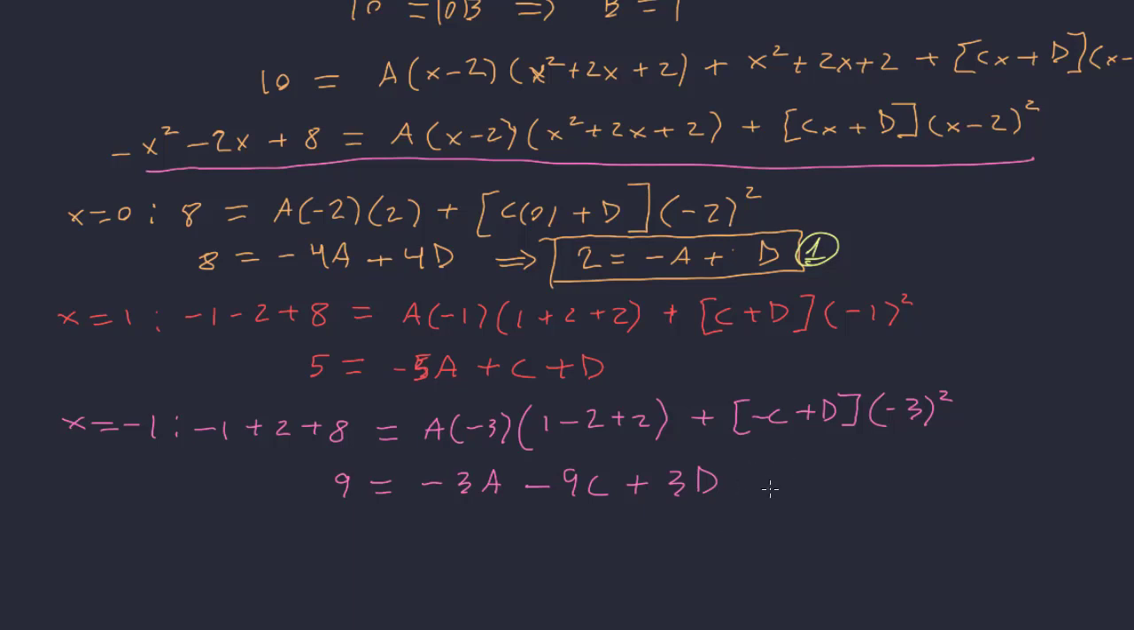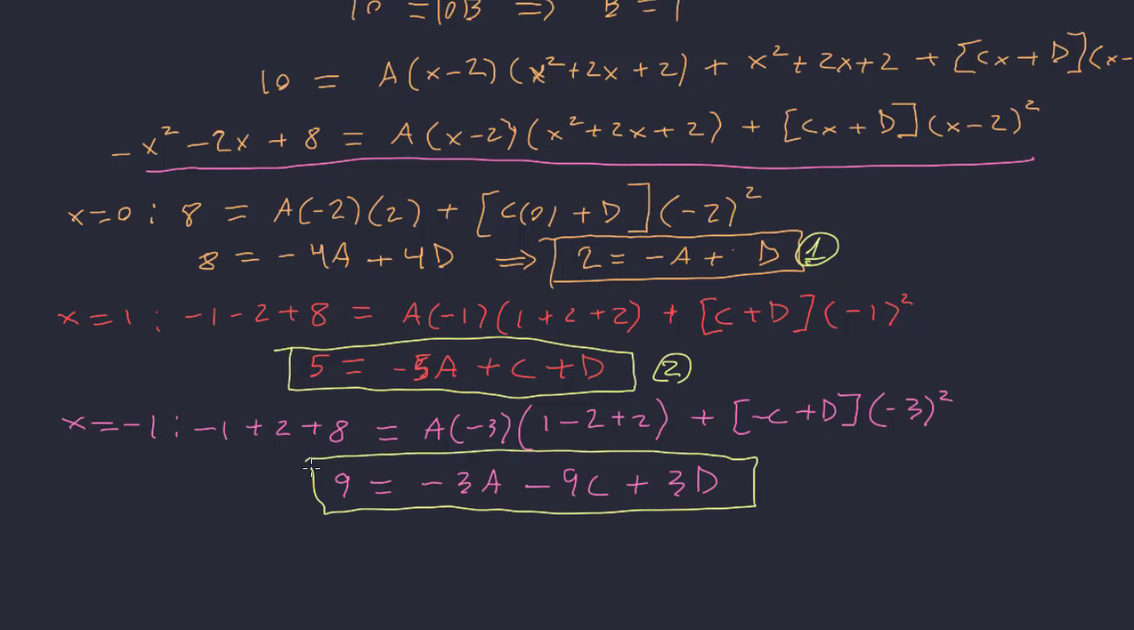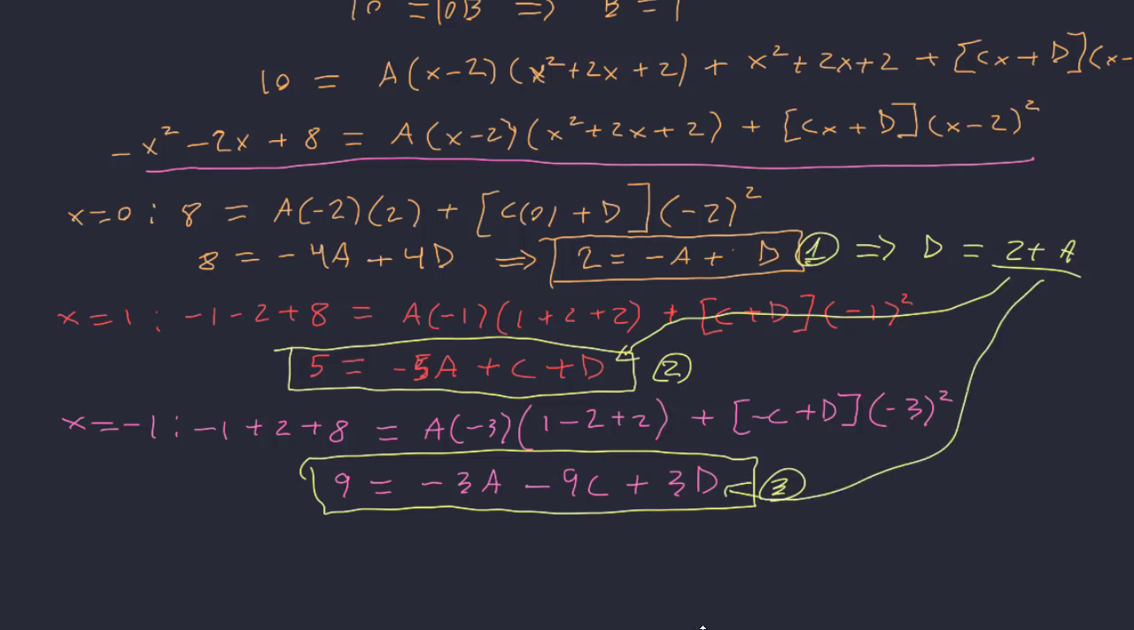Okay, so what can we do with all of this? Well, we are going to hopefully break this down in some way. So we have an equation 1, we have an equation 2, and we have an equation 3. Okay, so equation 1, we can solve for d. d is actually 2 plus a. Okay, so we can replace d with 2 plus a here and here.